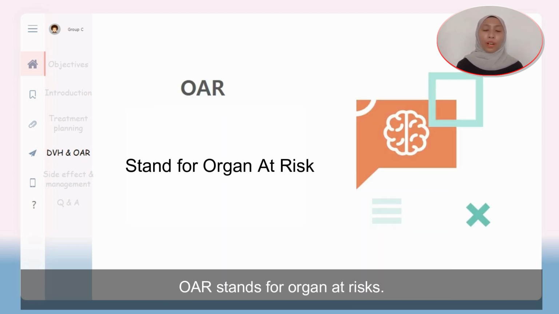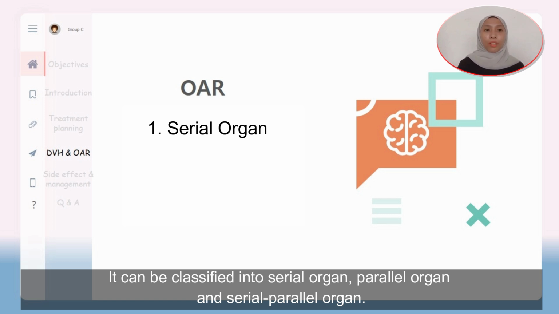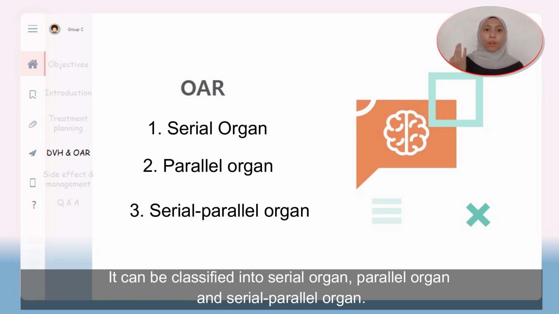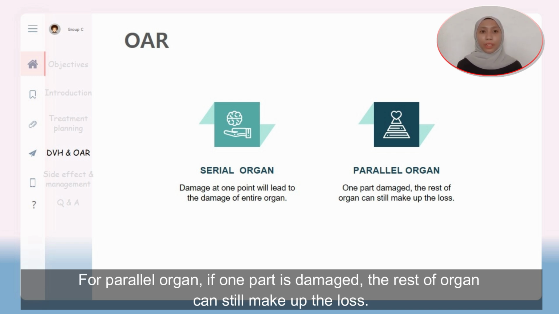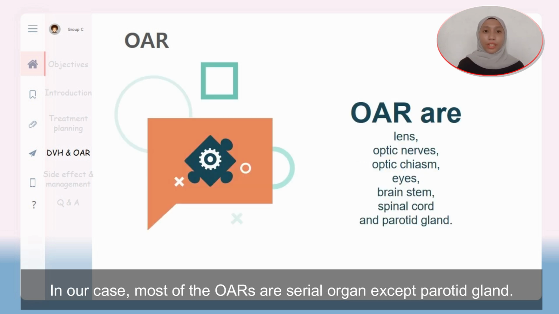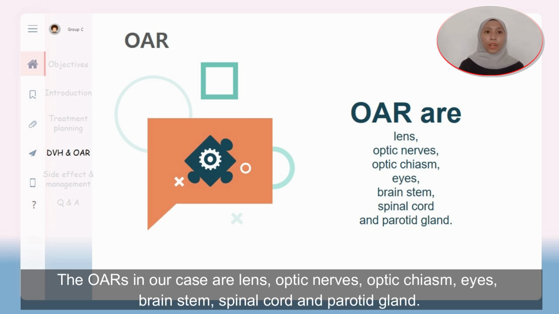What is OAR? OAR stands for organ at risk. It can be classified into serial organ, parallel organ, and serial-parallel organ. In serial organ, the damage at one point could lead to the damage of the entire organ. Meanwhile, in parallel organ, if there is damage at one point, the other organ can still make up for the loss. In our case, most OAR are serial organs, except for vertebral. The OAR in our case are lens, optic nerve, optic chiasm, eyes, brainstem, spinal cord, and vertebral.